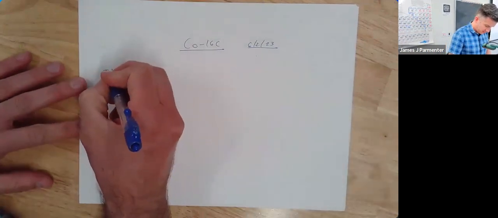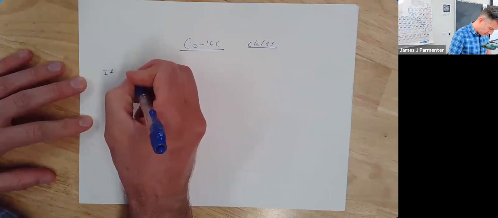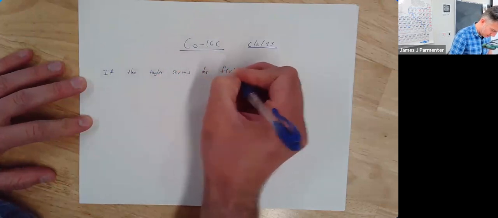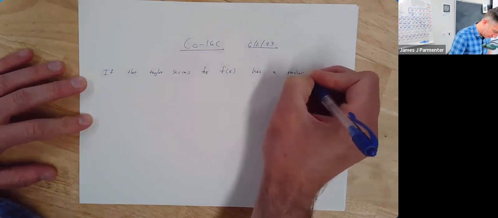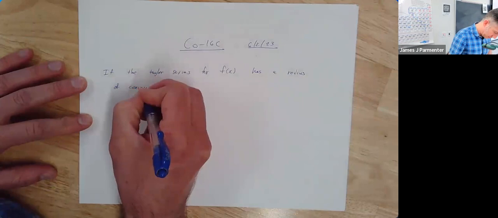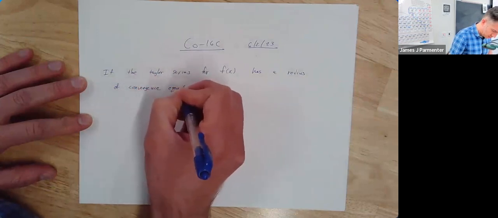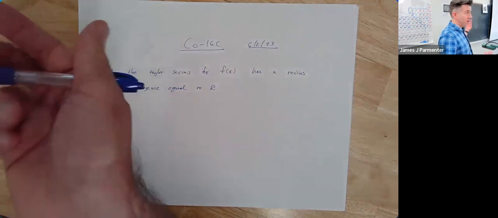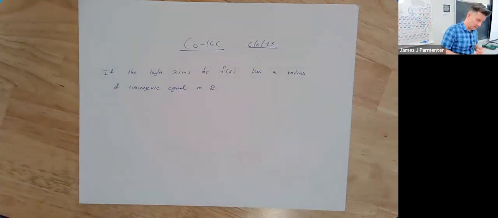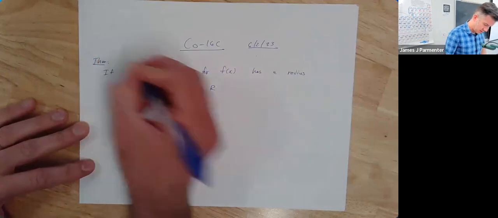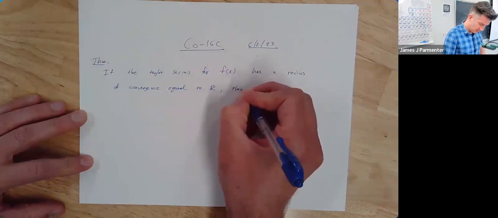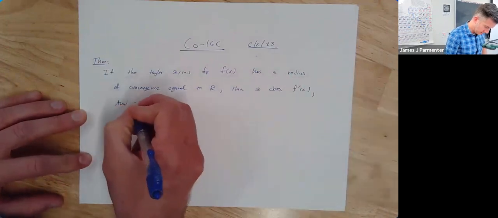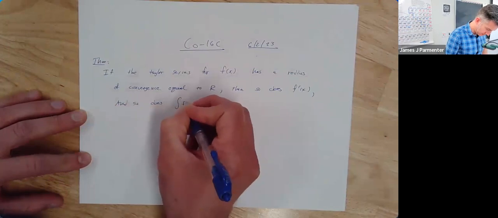So if the Taylor series for f of x has a radius of convergence equal to, say, r, and r could be 0 or a regular finite number or infinity, right? Those are all possible values for the radius of convergence. Here's what the theorem says. This is the theorem. Then so does the derivative of f of x, and so does the integral of f of x.